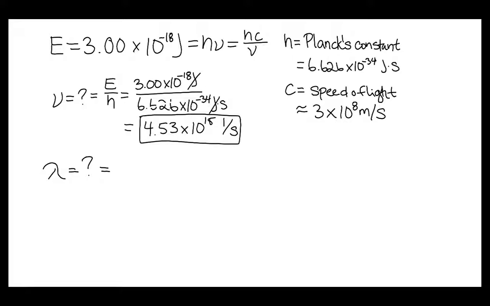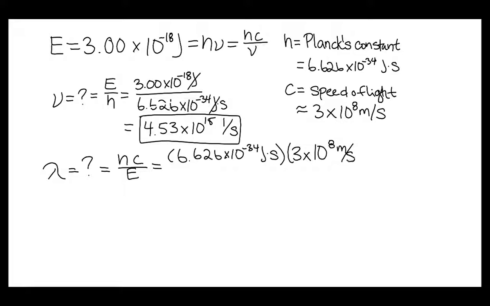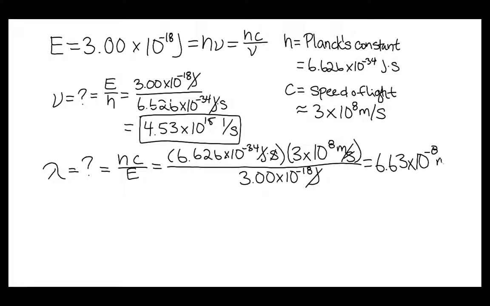To calculate the wavelength of light, we will use the equation lambda is equal to hc over E. And so if we plug in our values for this, what we will have is 6.626 times 10 to the negative 34 joule seconds times 3 times 10 to the 8th meters per second over 3.00 times 10 to the negative 18 joules. We can cancel out the seconds in our equation, and we can also cancel out the joules so that our final answer is 6.63 times 10 to the negative 8th meters, which is the wavelength of light in this case.